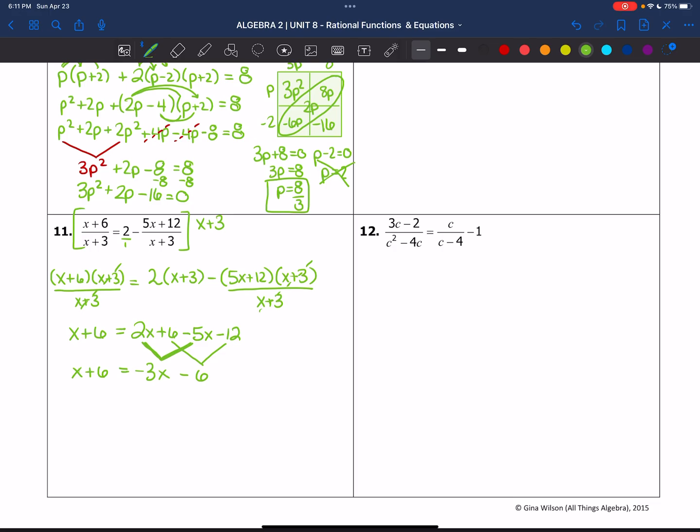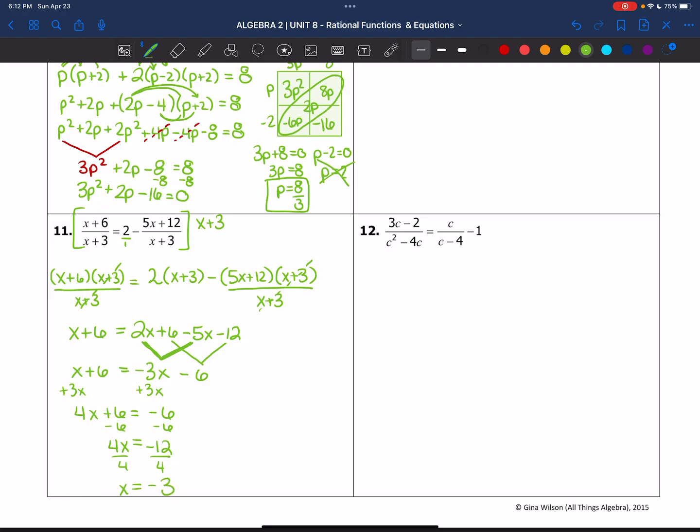And let's continue to simplify here, or to solve for x, I should say. We want to move our lesser variable, so I'm going to add 3x on each side. That's going to give me 4x plus 6 equals a negative 6. And then I'm going to subtract 6 on each side. That's going to give me 4x equals a negative 12. Then divide by 4 on each side, and that gives me x equals negative 3.